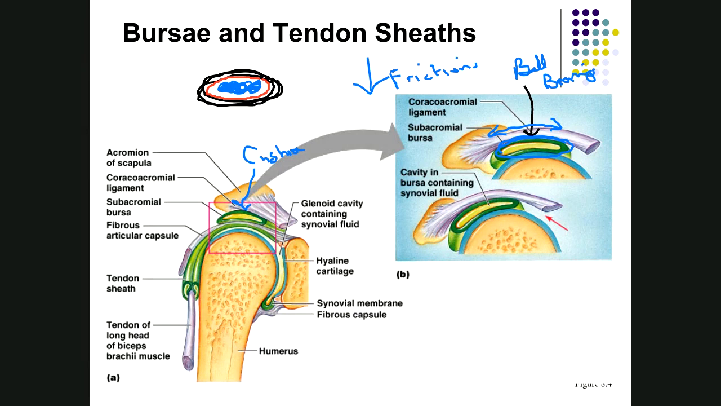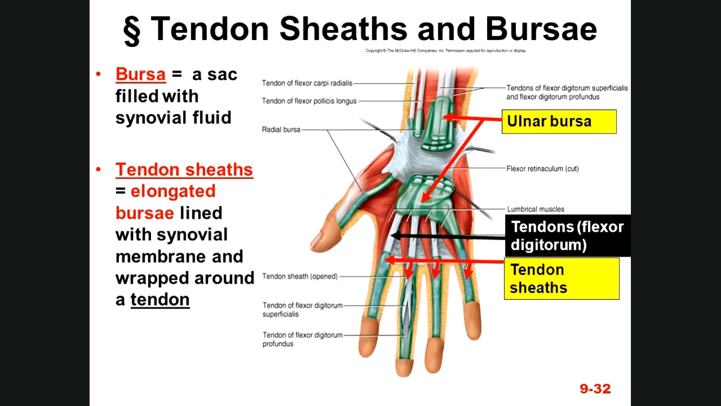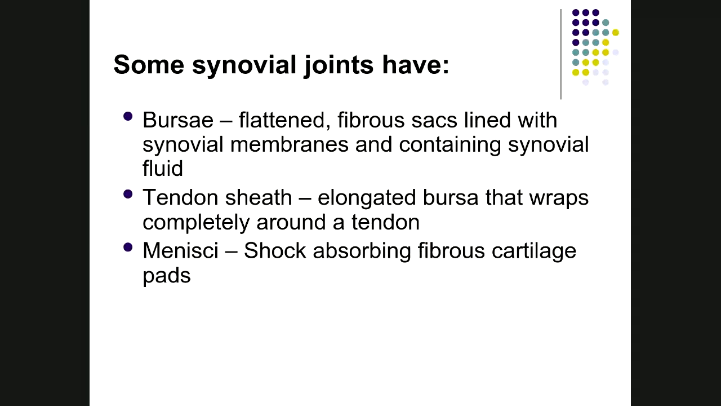So some synovial joints have bursae. Again, there are these flattened fibrous sacs lined with a synovial membrane, and they have synovial fluid on the inside. Again, they're there to reduce friction. Some synovial joints have tendon sheaths.